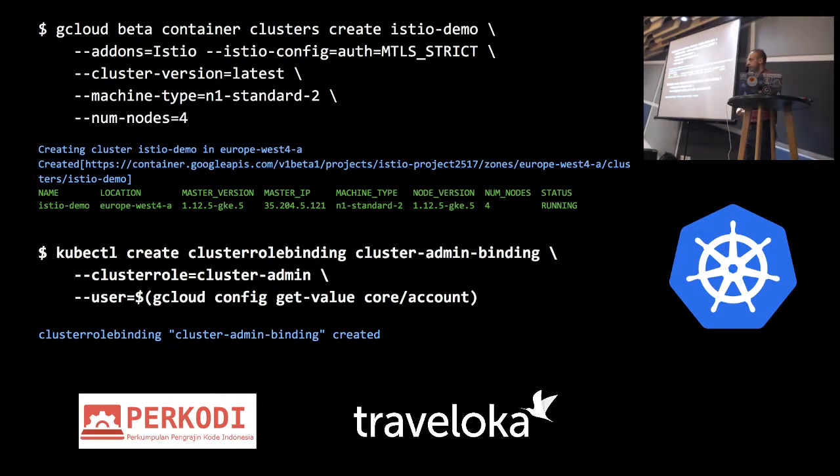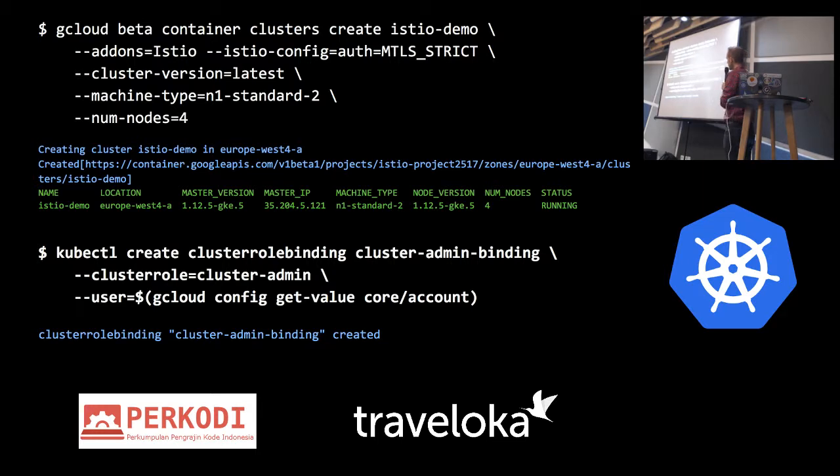So how do you get a Kubernetes cluster? In Google Cloud, you would say gcloud. It's still beta. The Istio add-on is still beta. So we say beta, container clusters create, give your cluster a name, then specify your add-on, in this case Istio, then specify the configuration for Istio. So as I mentioned, in Istio, your services can be mutually authenticated. If you want that, you can specify MTLS_STRICT, and this will make sure that your services are mutually authenticated, but you don't have to have that if you don't want to. And then you can specify your Kubernetes cluster machine type, and finally the number of nodes.